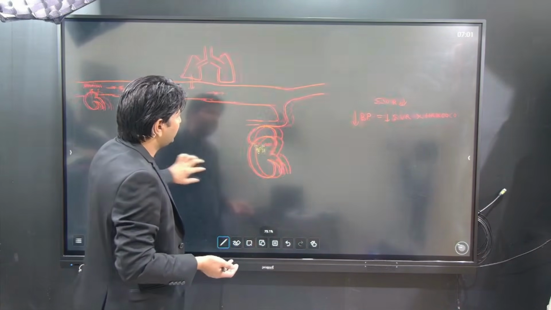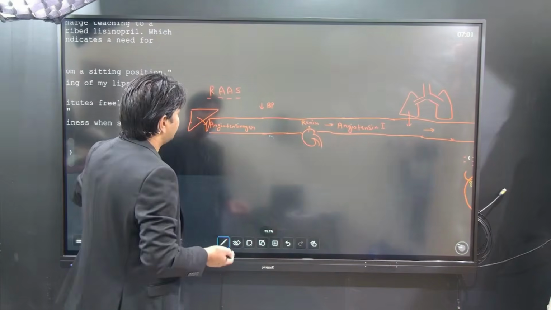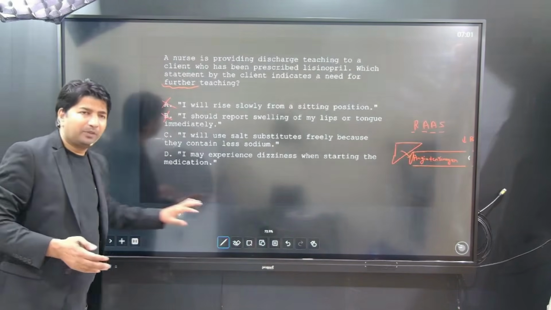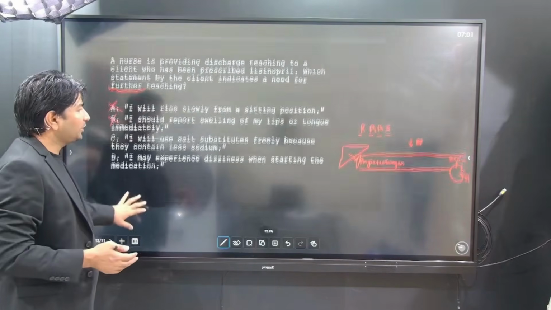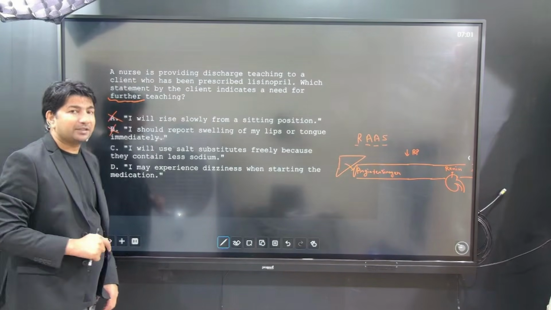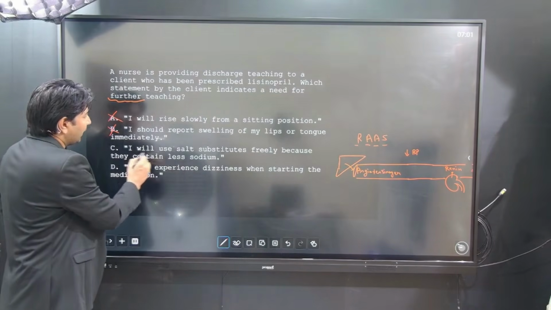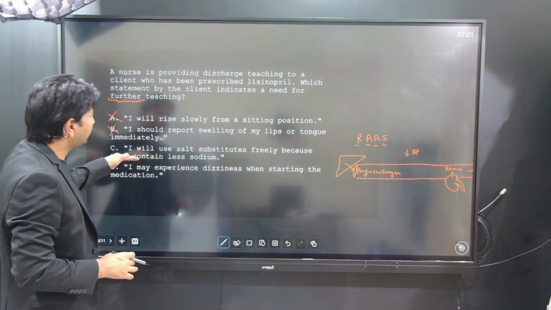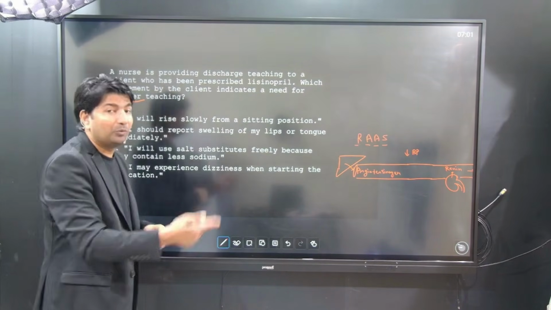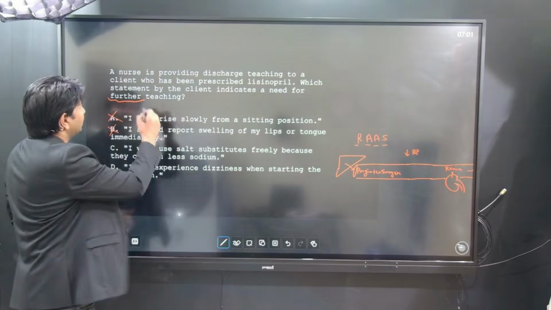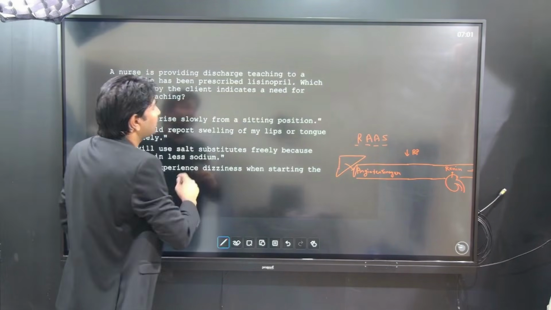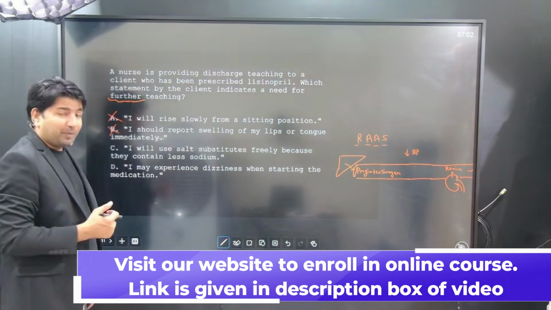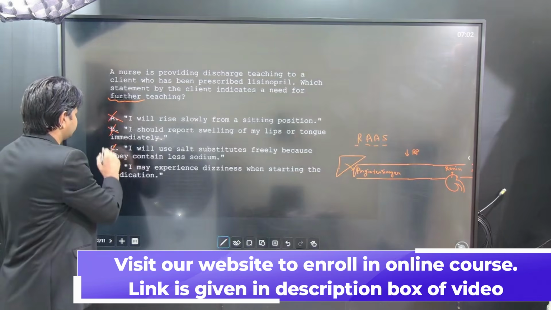So sometimes students can be confused by salt substitutes, as they understand that salt substitutes contain sodium. But salt substitutes don't contain sodium, but they do contain potassium. So we should not give them in any condition where there's a chance of hyperkalemia. So, I will use salt substitutes freely because they contain less sodium? No, well, yes, we can say they contain less sodium, but they contain more potassium. But we don't want this because we're giving lisinopril to the patient. So lisinopril is leading to the retention of potassium in the blood, so there are chances of hyperkalemia. So we will not give the salt substitute.